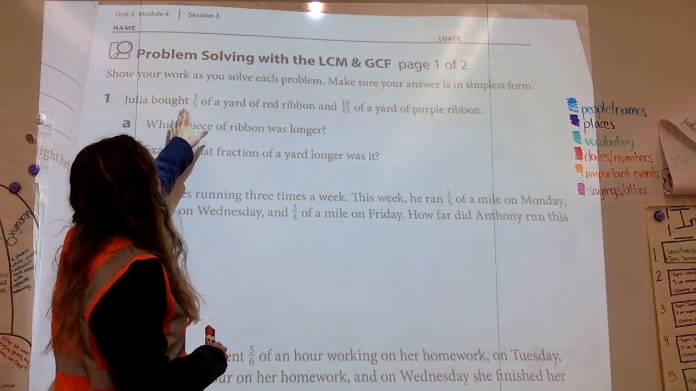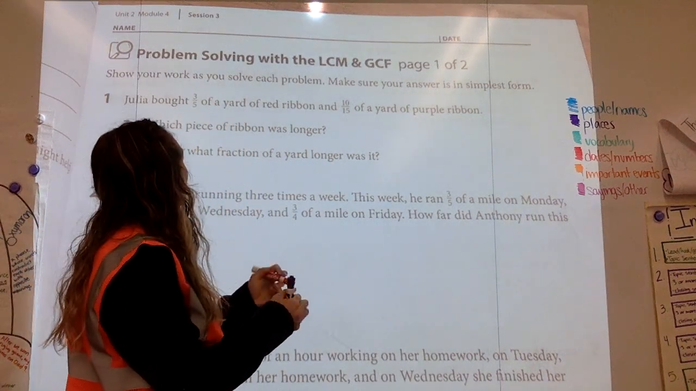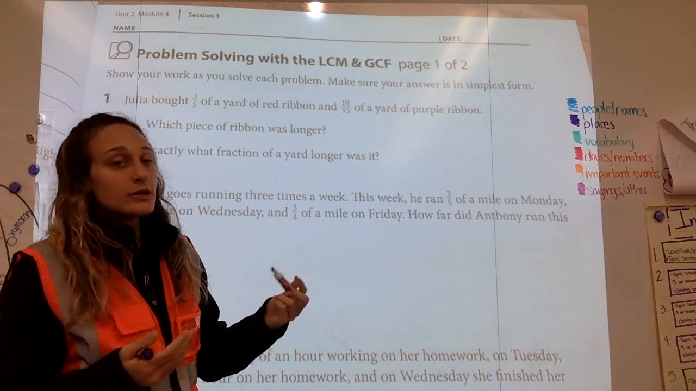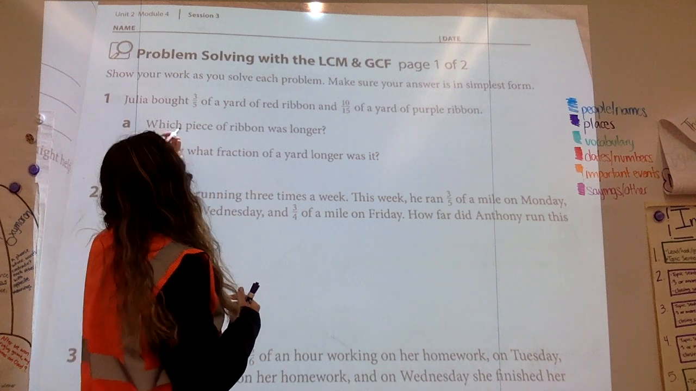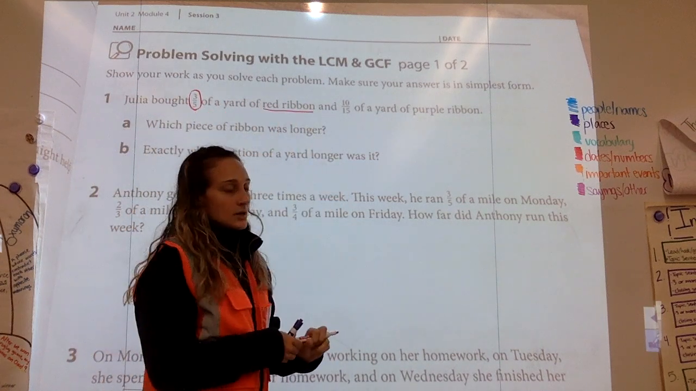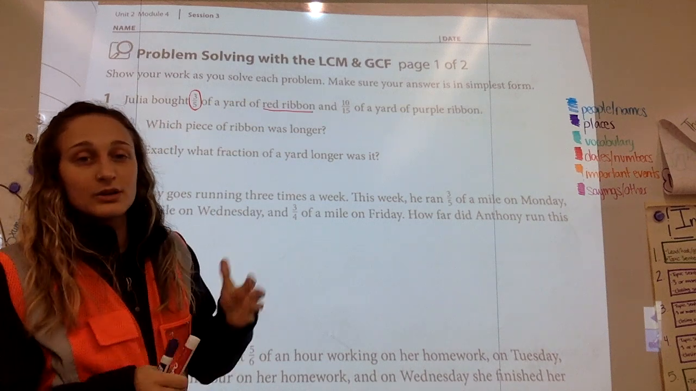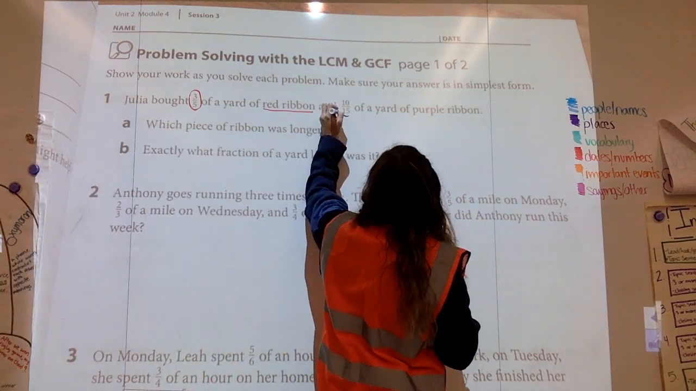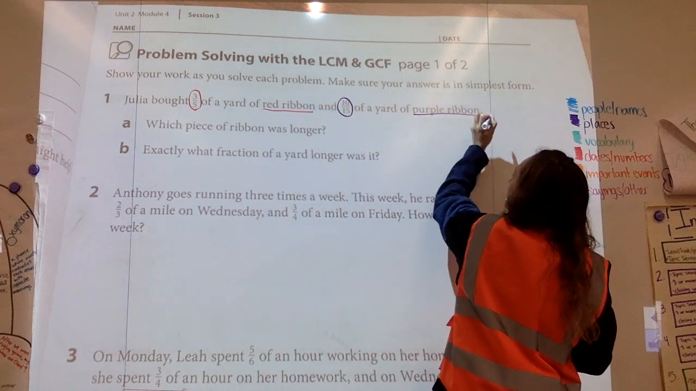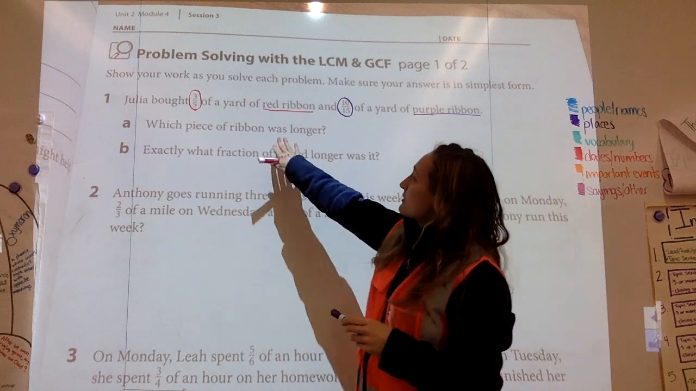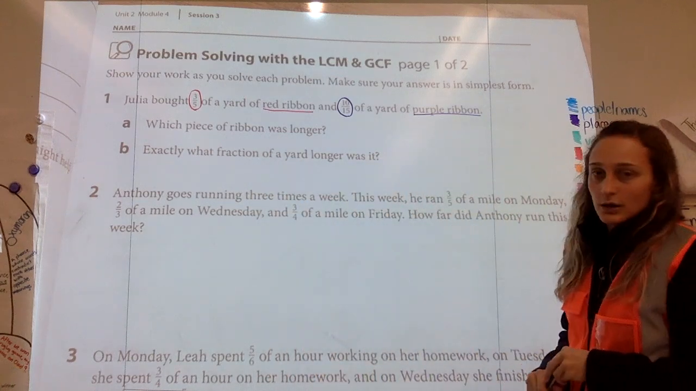First one, Julia bought 3/5 of a yard of red ribbon. And this is going to be important because you're going to have to label which ribbon is longer. So I'm going to go ahead and circle my 3/5 of red ribbon in red. You do not have to do that, but this is more for you. And then 10/15 of purple ribbon. And our next step, which piece of ribbon was longer?